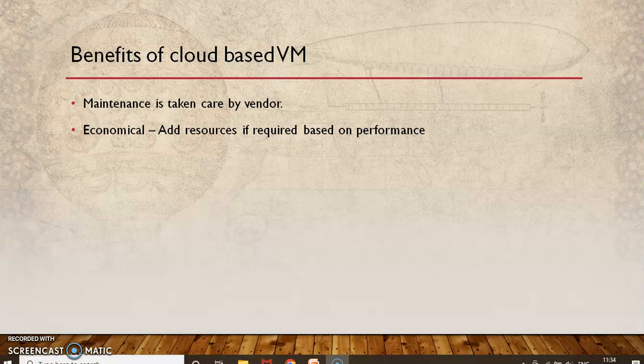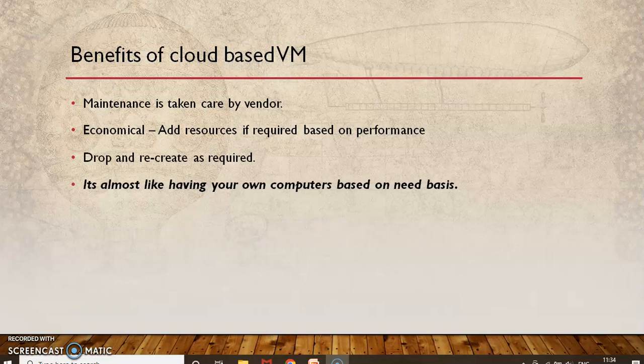That's all not possible on-premise. When you own your own hardware, you just cannot plug in processors and memory as and when required and then remove them. That's not possible in a physical server when you own it, whereas in a cloud-based system you could do it. So drop and recreate as required. It's almost like having your own computer on a need basis. So that's where the advantage of a virtual machine lies.